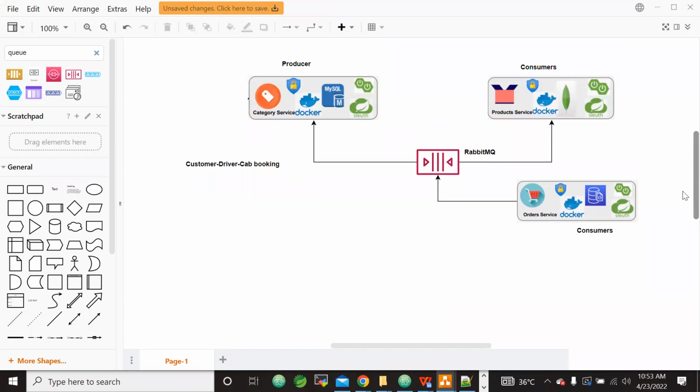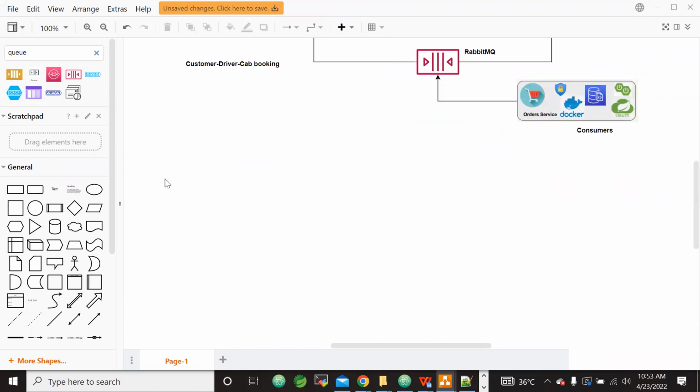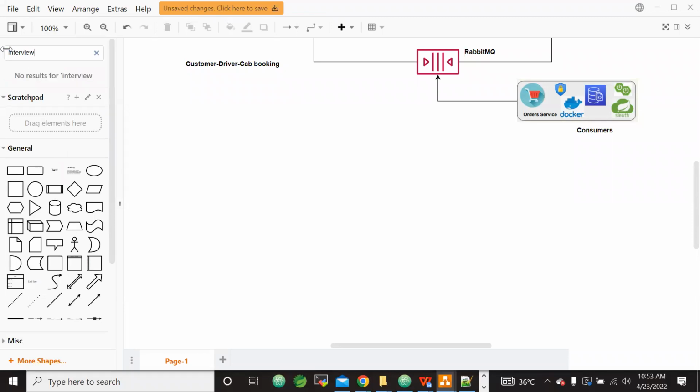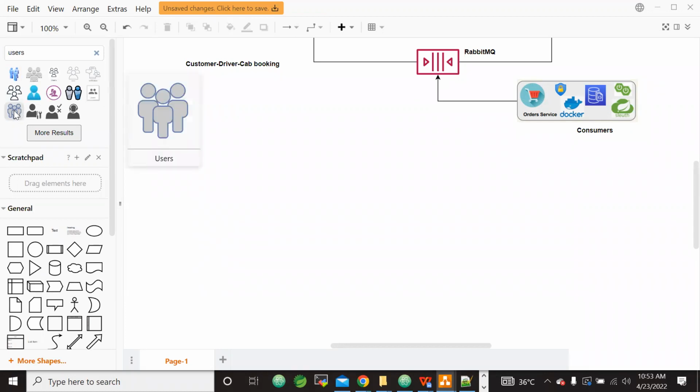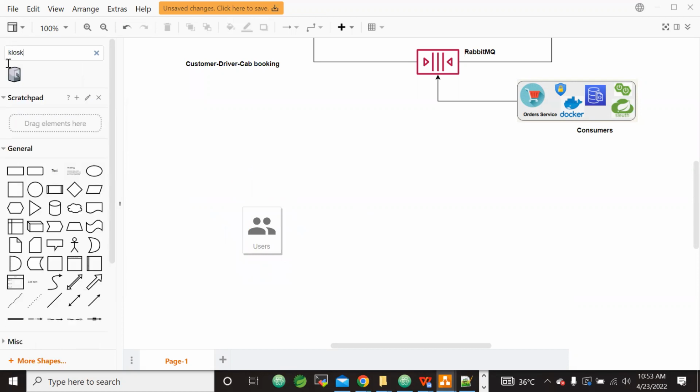And the second situation is, assume some interview is happening. Nowadays, everything is online, isn't it? So assume the case, there is a kiosk like your ATM machine. So let me take that kiosk. This is the kiosk. Kiosk meaning like your ATM machine.